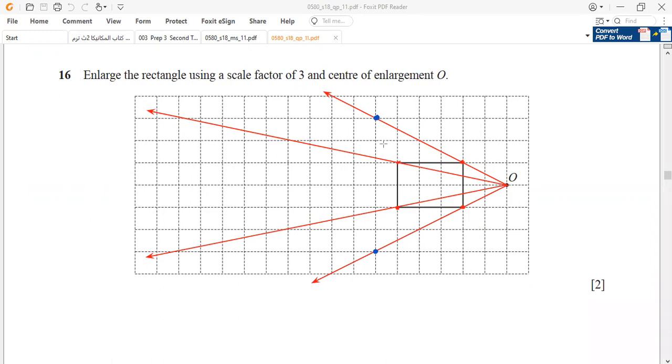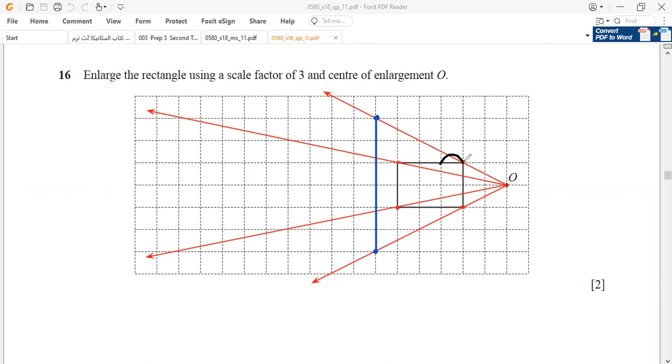Now, if you join the two points, here the length of this side of the rectangle is 2 squares. If you multiply the 2 squares by the scale factor 3, we will get 6 squares. Check here: 1, 2, 3, 4, 5, 6. That's right. So you can complete like that.